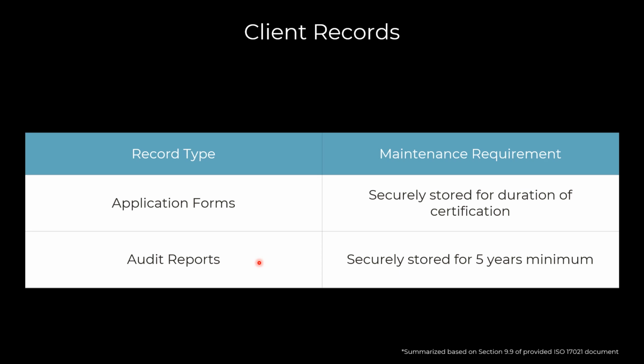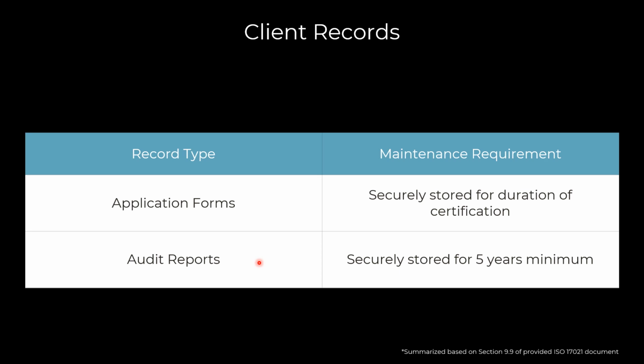The maintenance of these records is essential for several reasons. 1. Accountability. It provides a trail of documentation that demonstrates the certification body's due diligence and adherence to the standard. 2. Traceability. Should any questions arise about the certification decision, these records allow for a review of the process and the evidence that supported the decision.